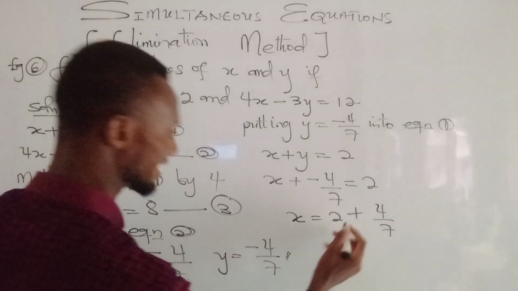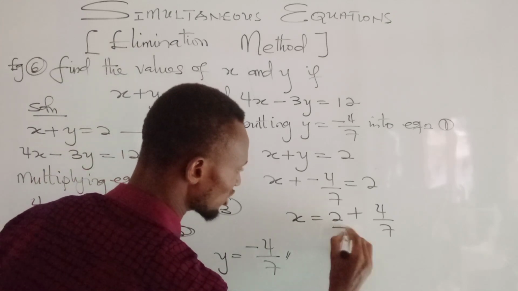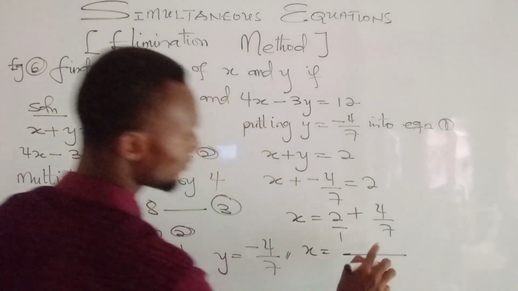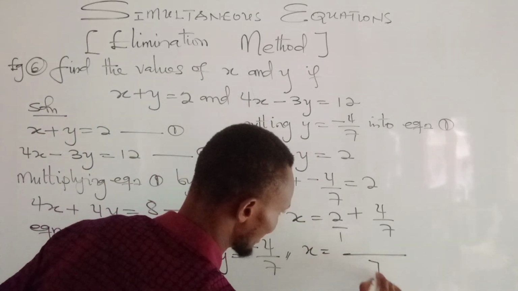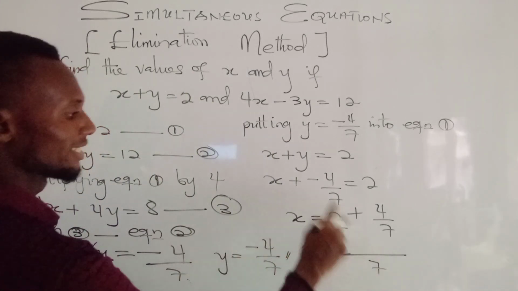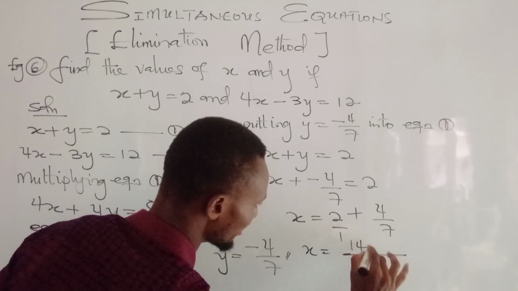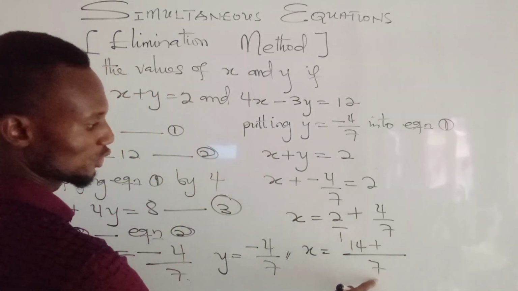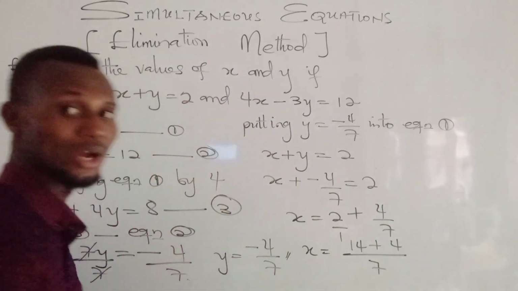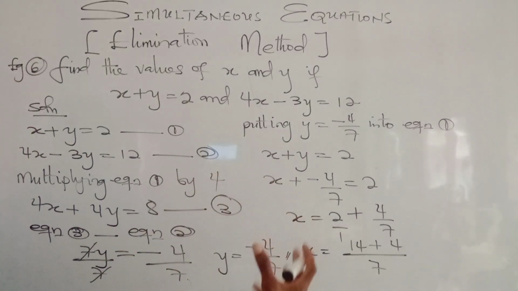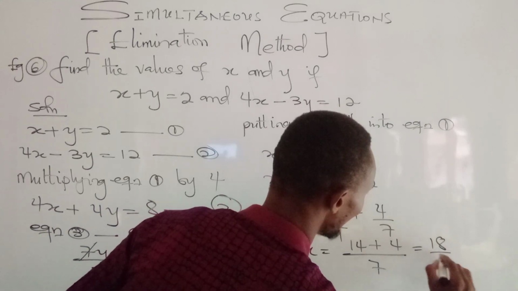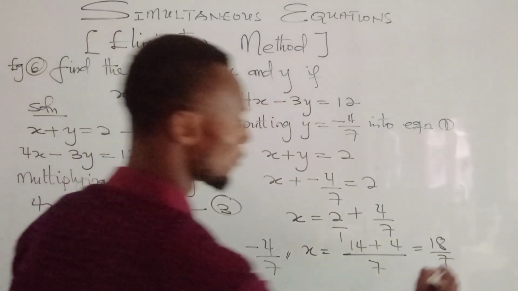And for you to simplify this one, just find the LCM. So you can make this one over 1, then you find the LCM. So my s will be equal to, you find the LCM for this 1 and the 7, which is 7. Then 1 goes into the 7 times the 2 is 14. So you have 14 plus, then 7 goes into this 7 one times the 4, it gives 4. So you are going to get your s is equals to 18 over 7. So that's your value for s.